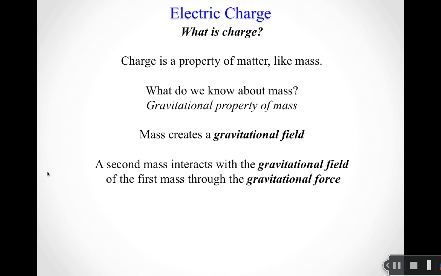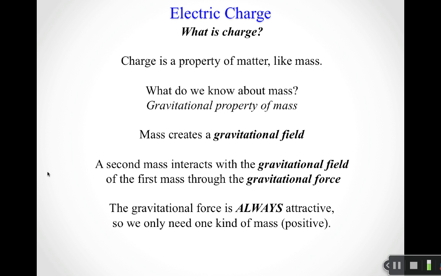If you then bring a second mass into that space, it's going to interact with the gravitational field of the first mass through the gravitational force. So this is why, when we wrote Newton's universal law of gravitation, we said it's going to be some gravitational constant, big G, times m1 times m2. One of those masses was causing the gravitational field. The other one was feeling the gravitational field. And the gravitational force is always attractive. So to explain a force that's always attractive, we only needed one kind of mass, which is why we said that mass is always positive. We'll come back to this idea in a minute.